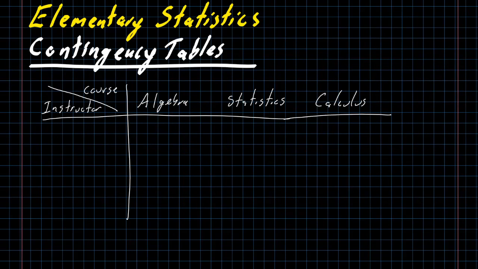I am looking at 3 courses, algebra, statistics, and calculus, along with 3 instructors, Dr. E, Ms. N, and Mr. R. Each of these 3 instructors is teaching an algebra class, a statistics class, and a calculus class, and we are comparing the enrollment in their respective classes.